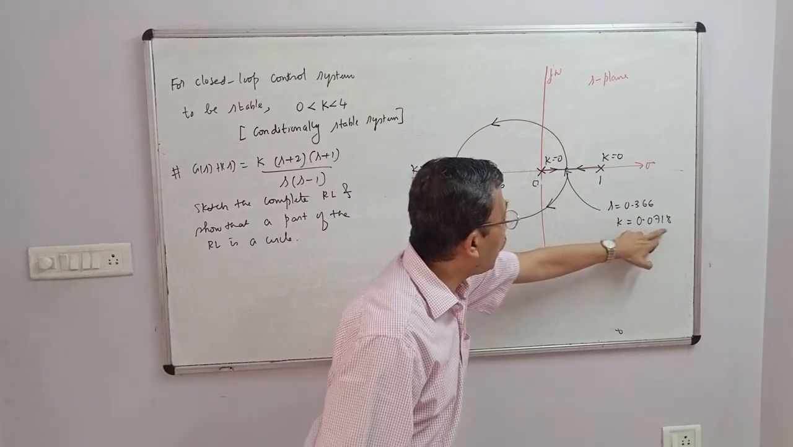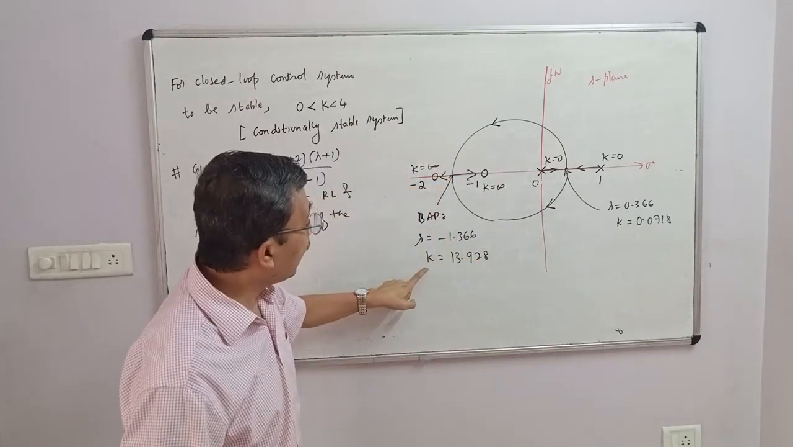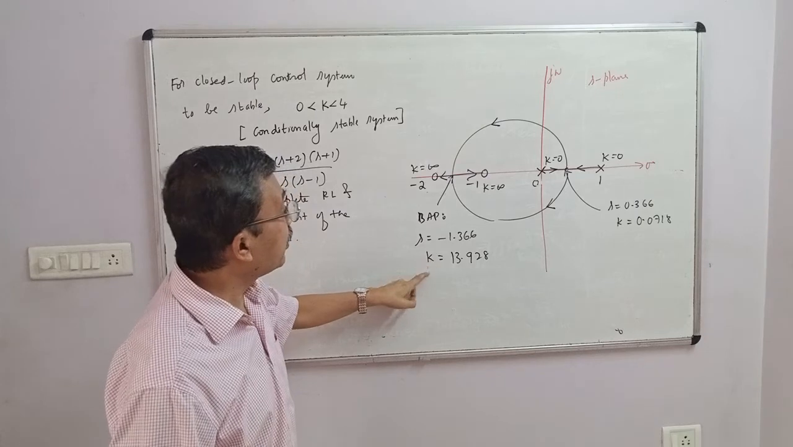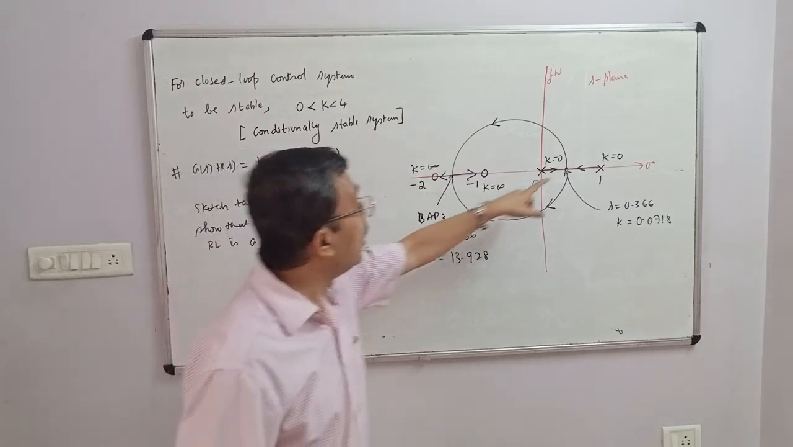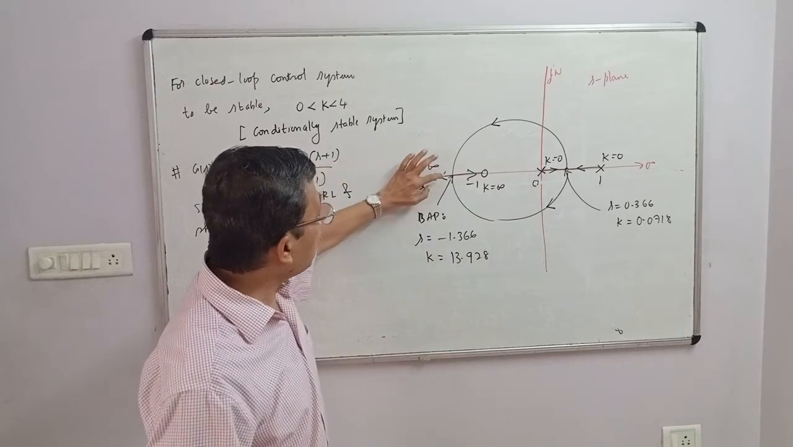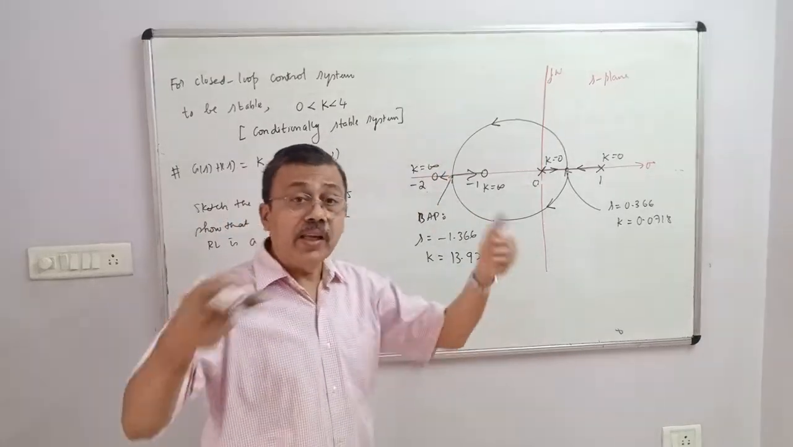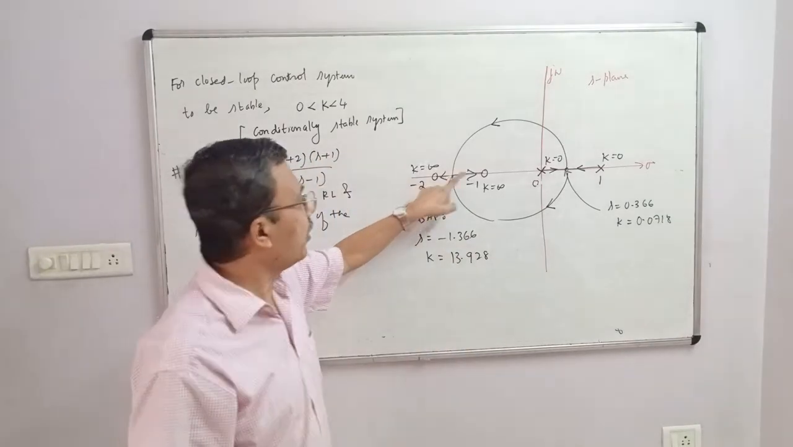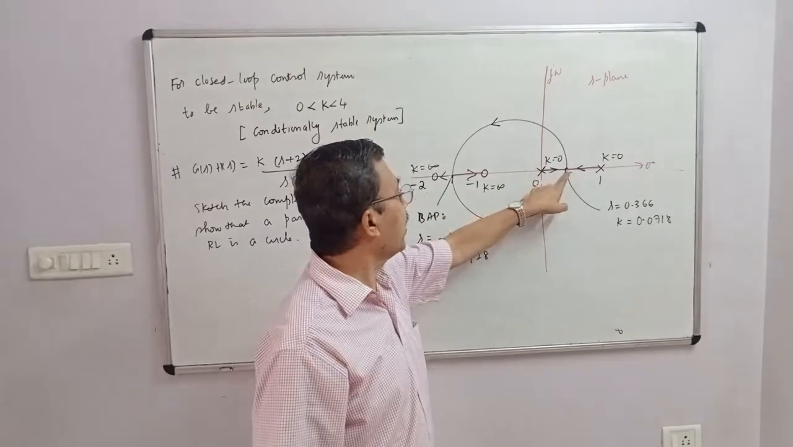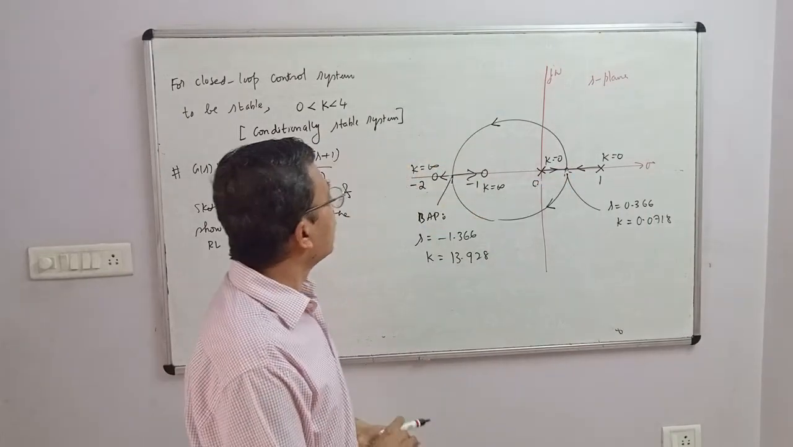There the value of k is 0.018. Here the root locus is entering the real axis. Here the value of k is 13.928. Where it enters, the value of k will be higher than where it leaves. Normally some people call this a break-in point because the root locus is breaking into the real axis. So this could be called a break-in point. Here the root locus is breaking away from the real axis, therefore this is called a breakaway point.